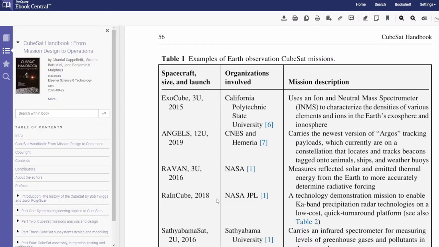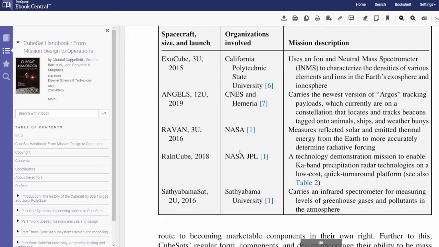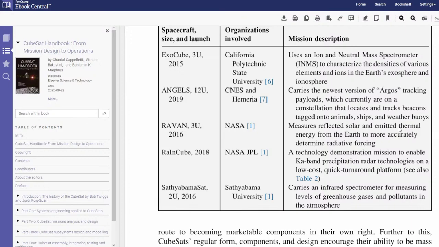ExoCube, 3U. That's the one I should research, all the 3U cubes. Raven: reflective solar and emitted thermal energy from the Earth. That's good. RainCube. Can I do precipitation? Maybe I can do sea level. Payload 3, sea level. Precipitation. 2U, there's a 2U right here. Carries an infrared spectrometer for measuring levels. Oh, perfect!